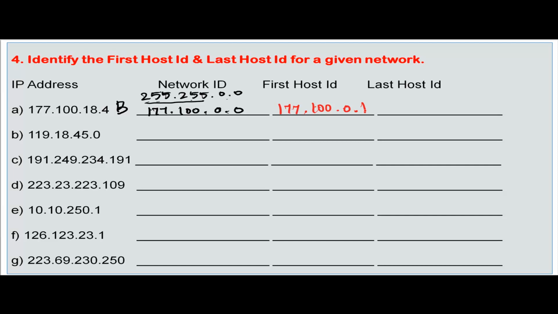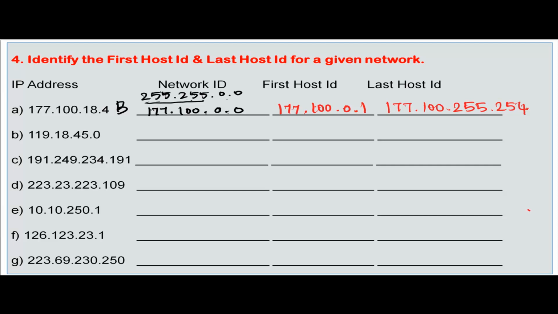So what will the last host ID be? The last host ID is, in the host part we have to make everything 1 except the last bit. So in that case, the last host ID is going to be 177.100.255.254. So this is going to be the last host ID.